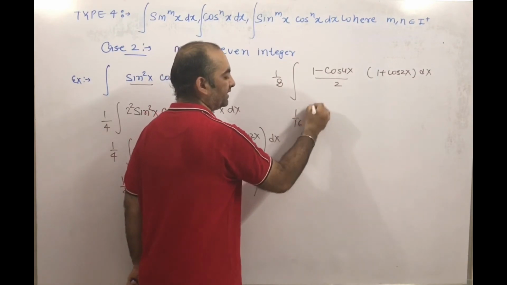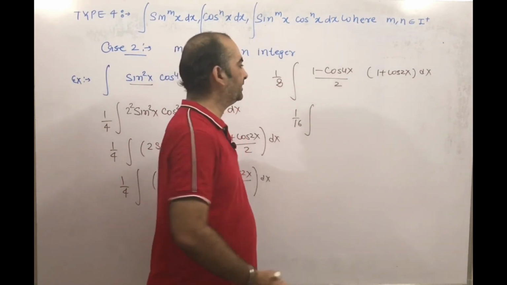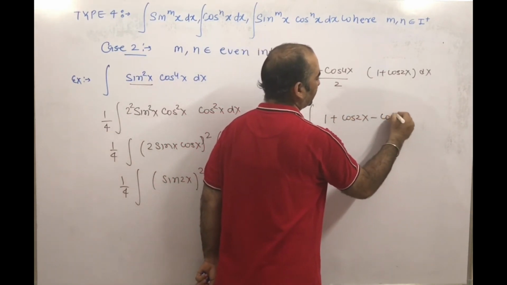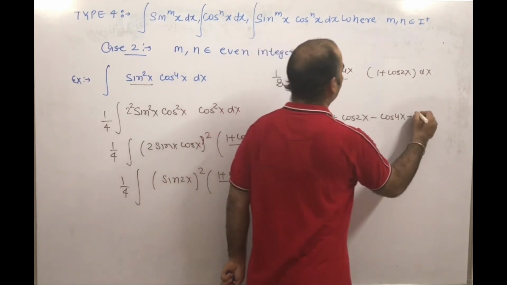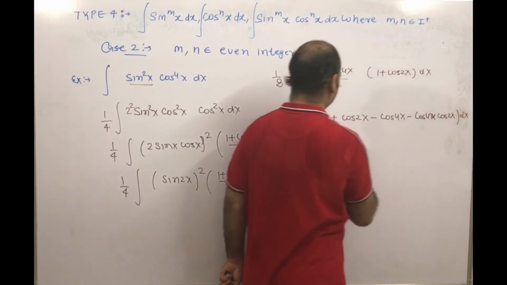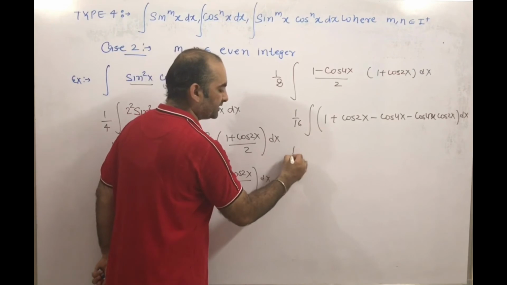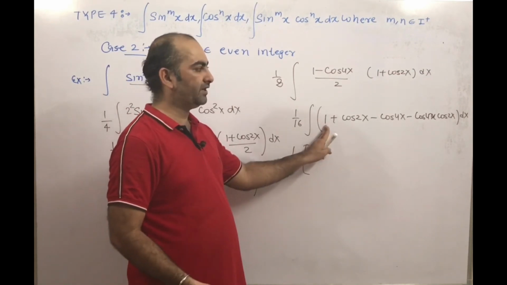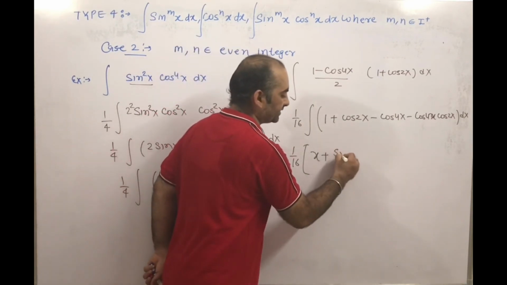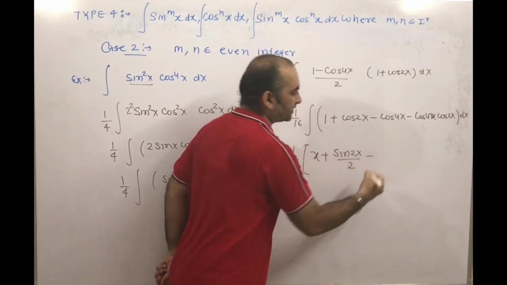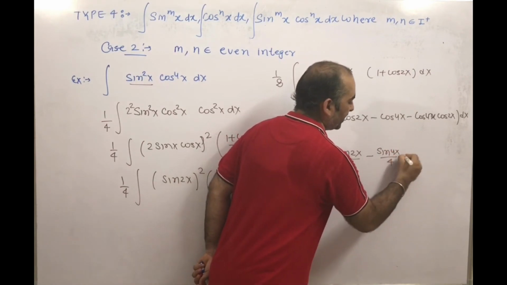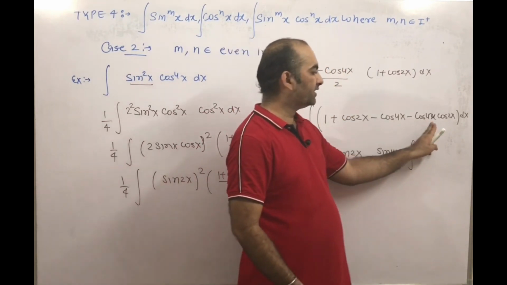So this will come 1 by 16 integration of, if you multiply these two, what will come here? 1 plus cos 2x minus cos 4x minus cos 4x into cos 2x dx. So 1 by 16 in bracket, this one integration we can do. X plus cos 2x integration, sin 2x divided by 2, minus cos 4x integration we can write sin 4x divided by 4, minus integration of cos 4x into cos 2x.